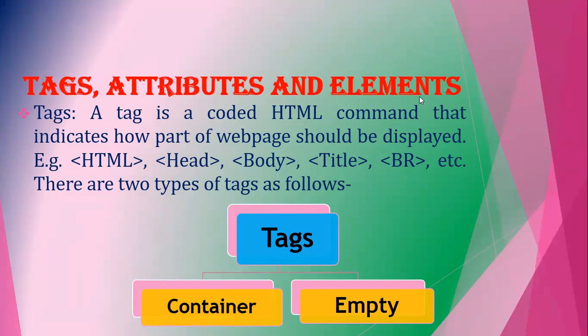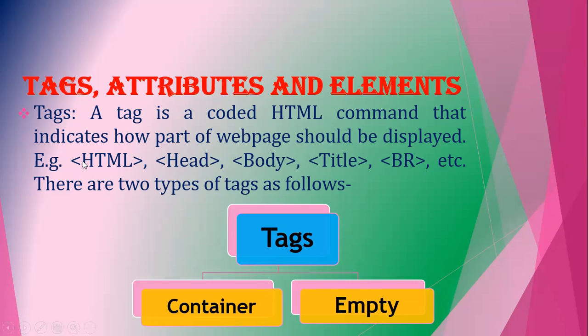What are tags, attributes, and elements? Tags. A tag is a coded HTML command that indicates how part of a web page should be displayed. These are the examples of HTML tags. First, HTML itself is a tag: head, body, title, BR, etc. There are two types of tags as follows. It is given in the smart art, container tag and empty tag. The tags which are required to be opened as well as to be closed are known as container tags. On the other hand, the tags which are required only to be opened, not to be closed by using forward slash, are known as empty tags.